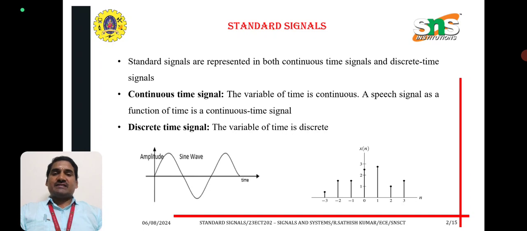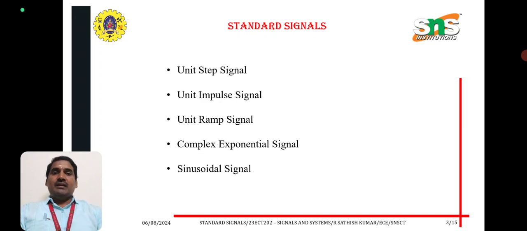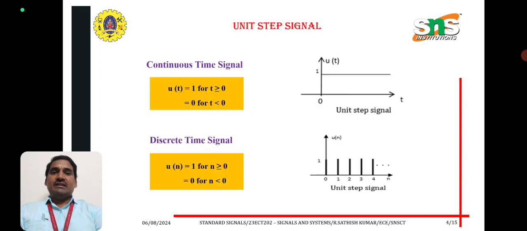The first graphical representation denotes the continuous time signal. The second graphical representation denotes the discrete time signal with respect to amplitude and time. Standard signals are unit step signal, unit impulse signal, unit ramp signal, complex exponential signal, and sinusoidal signal. So unit step signal can be represented in both continuous time and discrete time.